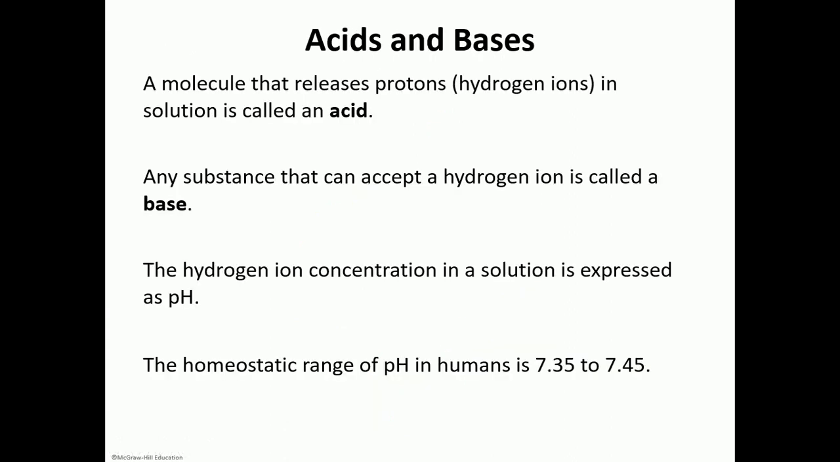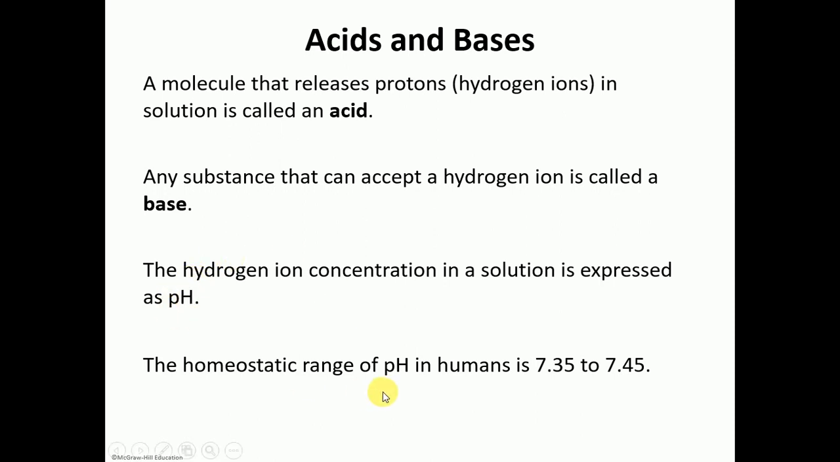Now, the difference between an acid and base is that an acid has the ability to release hydrogen ions, while a base or an alkaline has the ability to accept a hydrogen ion. The more hydrogen ions released by the acid, the stronger that acid is. Compare that to a base. The more hydrogen ions that can be accepted by the base, the stronger that base is. We don't really talk about hydrogen ion concentration as a number, but it is expressed in the logarithm of that number, and we call that the pH.